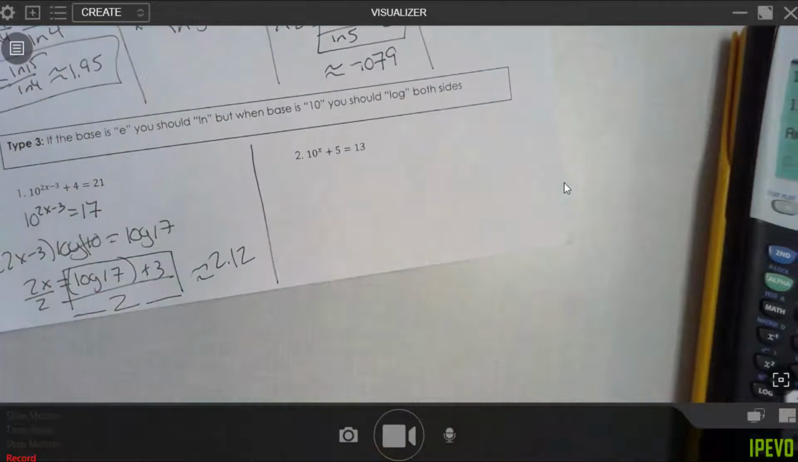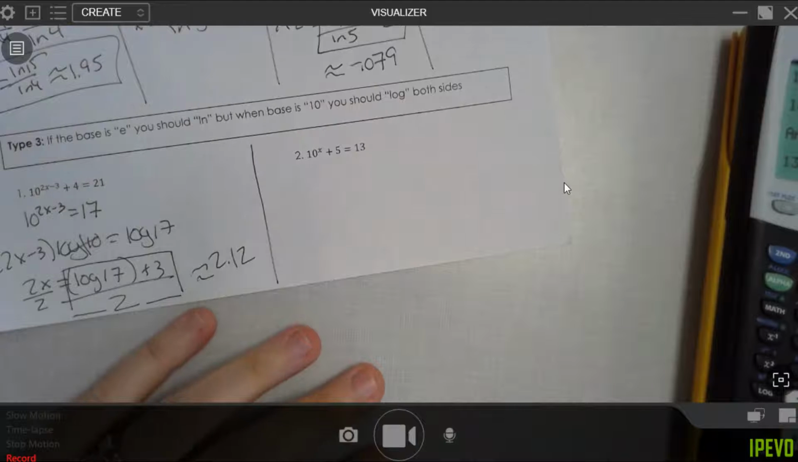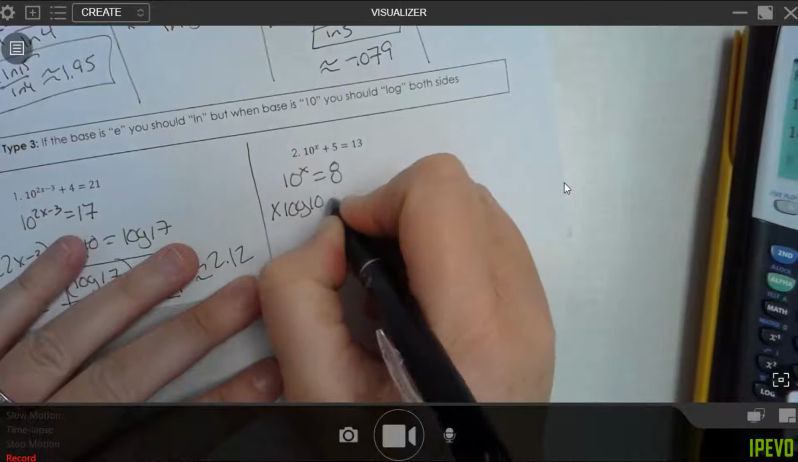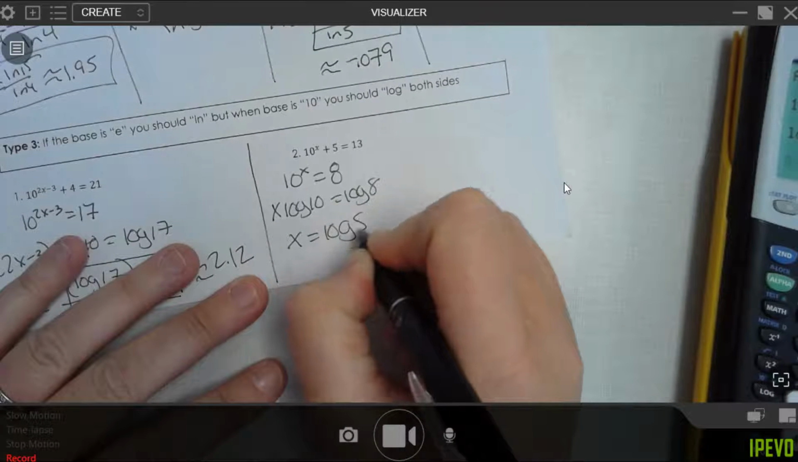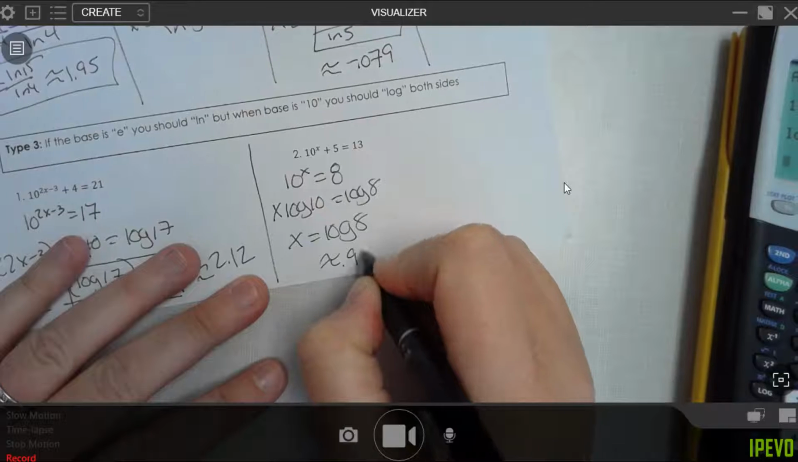So try 2 on your own, pause the video, unpause it to see if you're right. So I'm going to subtract over my 5, log both sides. So I would leave it as log 8, which if you want a decimal, it's about that.